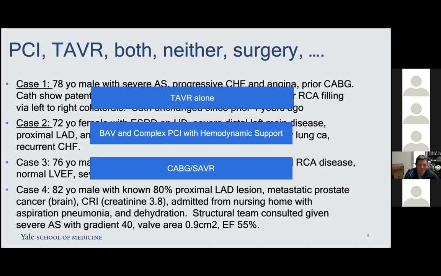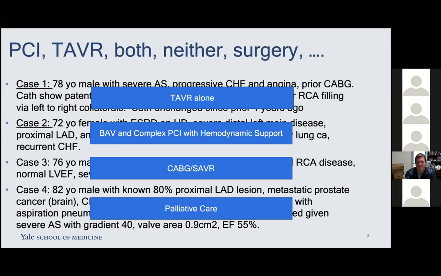Yeah, and I think it's a great point. When you look at symptoms associated with aortic stenosis, I don't think you're going to find dehydration and aspiration pneumonia listed as common symptoms. We're consulted on patients like this a lot. This is somebody who has some degree of severe aortic stenosis, and people may say, well, he has poor flow, and that's why his creatinine is 3.8, and can't you fix that? And he has this LAD lesion, and can't you fix that? But his EF's normal.